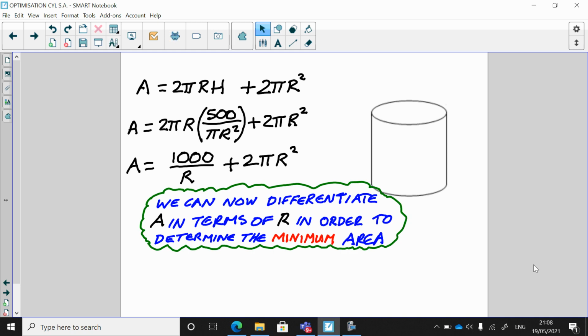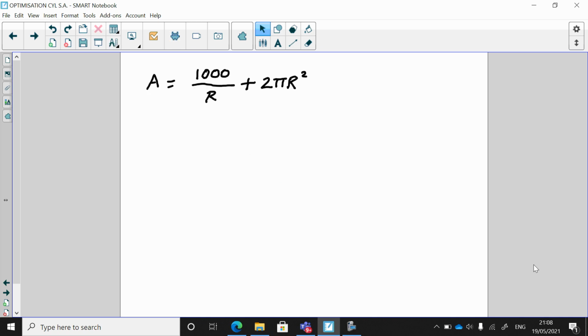Right. So that means that we need to go and differentiate A in terms of r to get this minimum area. There's a function, 2 pi r squared is fine. r is on the bottom of the first part, 1000 over r, so we need to bring r upstairs. It's got the power of 1 when it's downstairs. Bring it up and it'll change sign. There you go. Let's go and differentiate it.